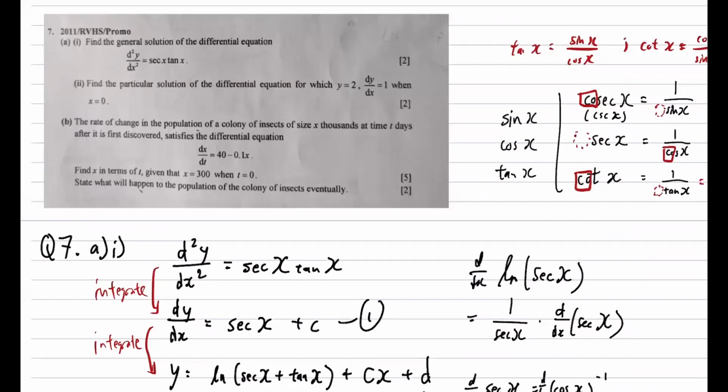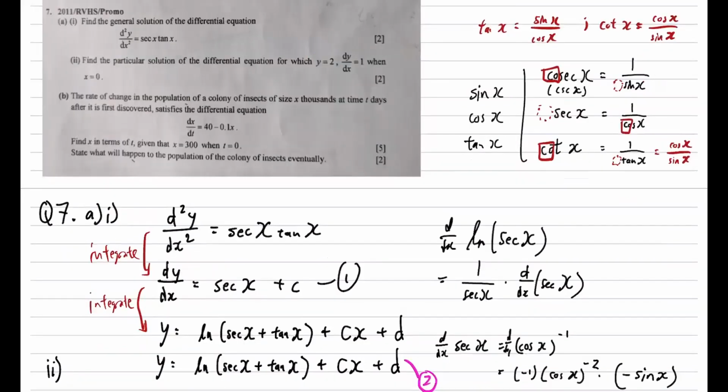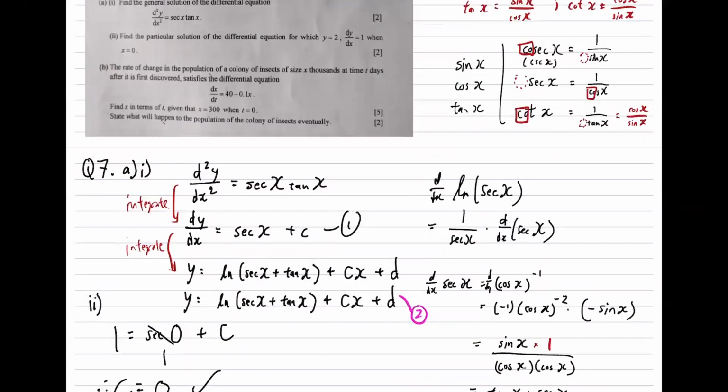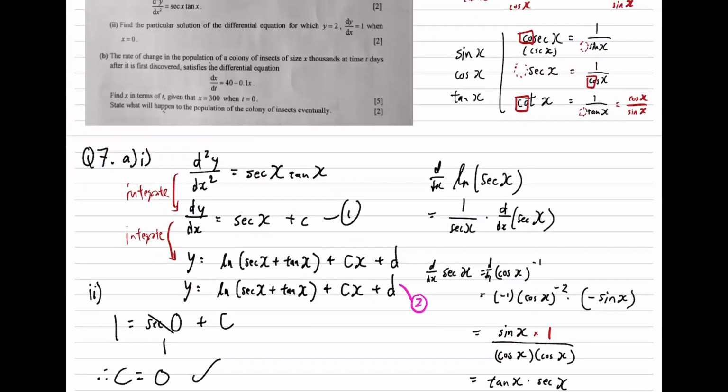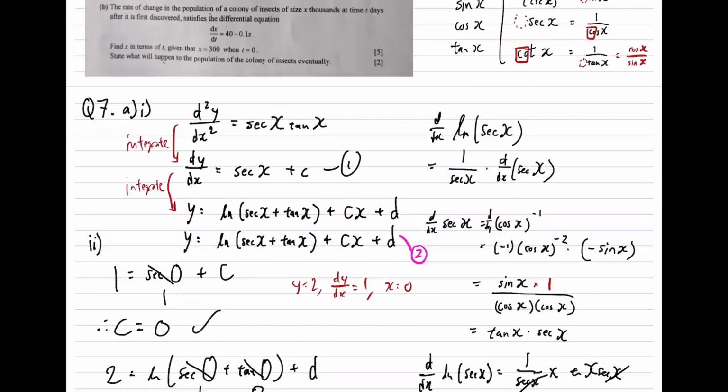So what we need to do now is to find the actual values. Let me go back to the question. What did they tell you? Find the particular solution of the differential equation for which y equals 2, dy by dx equals 1, when x equals 0. So I just need to copy down that information: y equals 2, dy by dx equals 1, and x equals 0. Then I can substitute in to solve for my c and solve for my d.